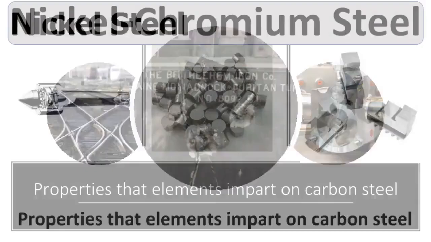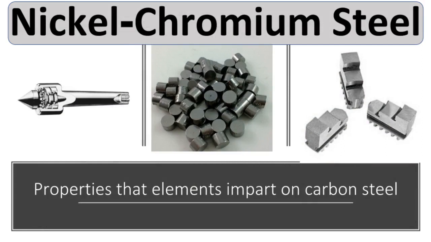Nickel chromium steel. The addition of nickel and chromium to carbon steel gives the alloy greater strength and good corrosion resistance. This alloy is extremely hard and strong, and like nickel steel, it is used for armor plate. The ratio of these alloying elements is 2 parts nickel to 1 part chromium. Besides armor plate, nickel chromium steel is used for lathe centers and chuck jaws.